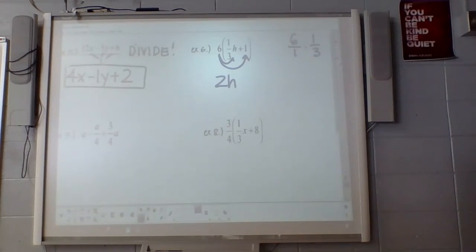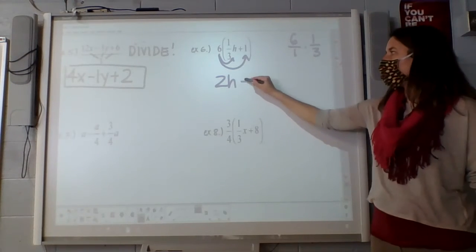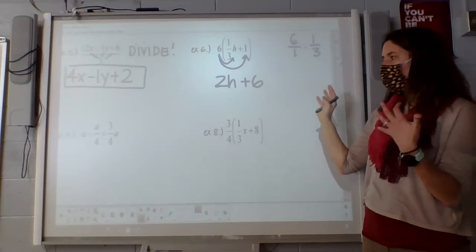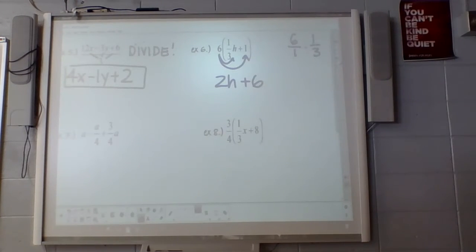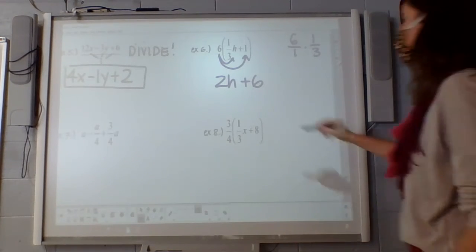So not every fraction problem has to be brutal here. And then 6 times 1? 6. And this time there's no like terms. That's all we had to do. Okay. So we stop right there.